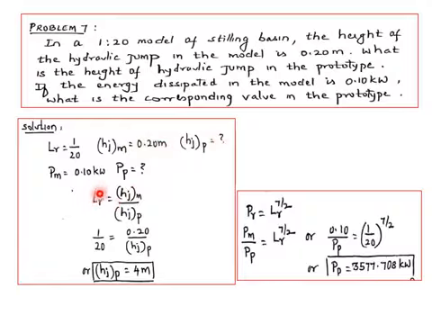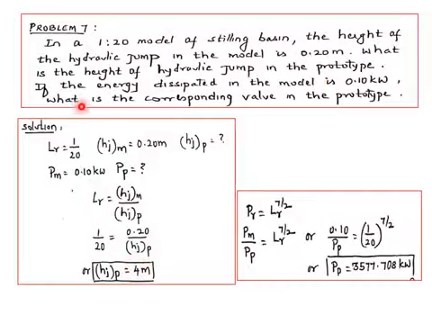The linear scale ratio is the ratio of any linear dimension. So the height of the jump in the model to the height of the jump in the prototype: 1:20 should be equal to 0.2 divided by the height of the jump in the prototype. Therefore the height of the jump has to be 4 meters.